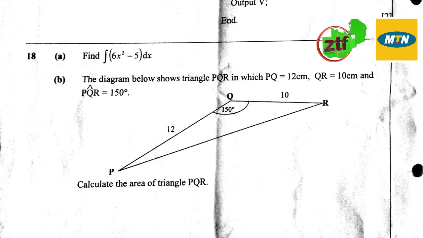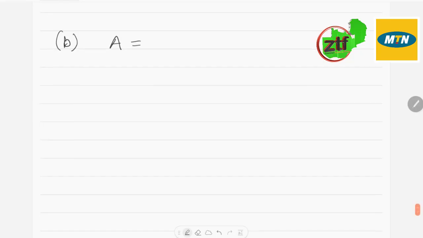The question is calculate the area of triangle PQR. So that's what we need to do. They are asking us to calculate the area of triangle PQR. So how do you calculate the area of a non-right angled triangle in this case? When you are given one known angle and two known sides, the area will be given by, let's say one known side is A, another known side is B, then we'll have A times B times sine of the known angle, then divide everything by 2.